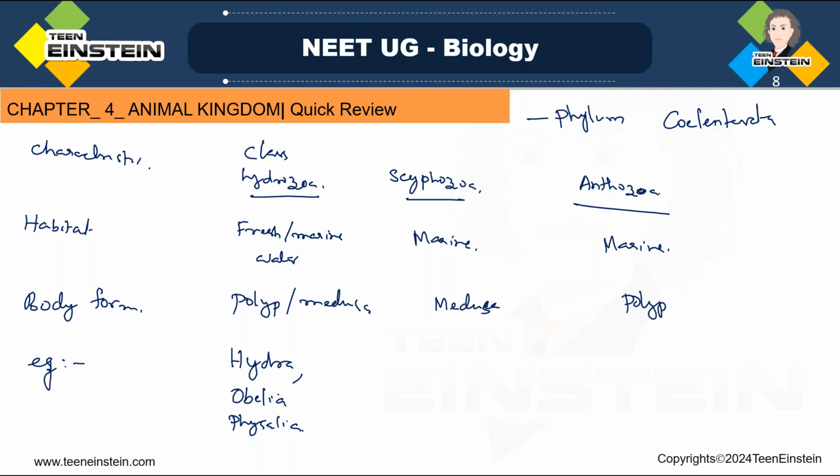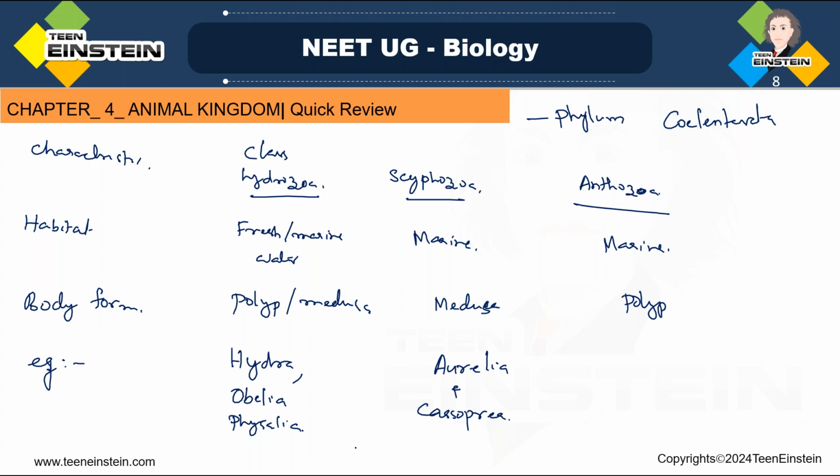Next class, which is Scyphozoa, comes under phylum Coelenterata. In that, their habitat is marine, and you can see medusoid form. And examples we are saying are Aurelia and Cassiopeia. Okay, these are the examples. Cassiopeia is the jellyfish, and Physalia we said is otherwise called Portuguese man of war.